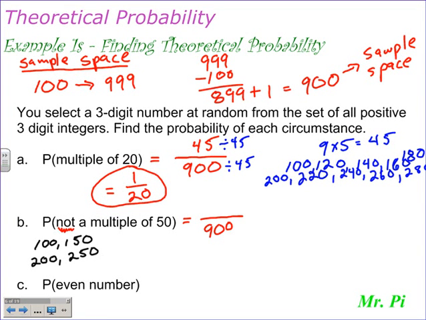So for each 100, there are two multiples of 50. So for each 100, there are two multiples of 50, and we have 900. So 2 times 9 is equal to 18. There are 18 multiples of 50, but we want to know the probability of not a multiple of 50. So we take 900 and we subtract away from that 18, and that gives us 882. That's our denominator. This is our favorable outcomes. There are 882 numbers that are not multiples of 50.